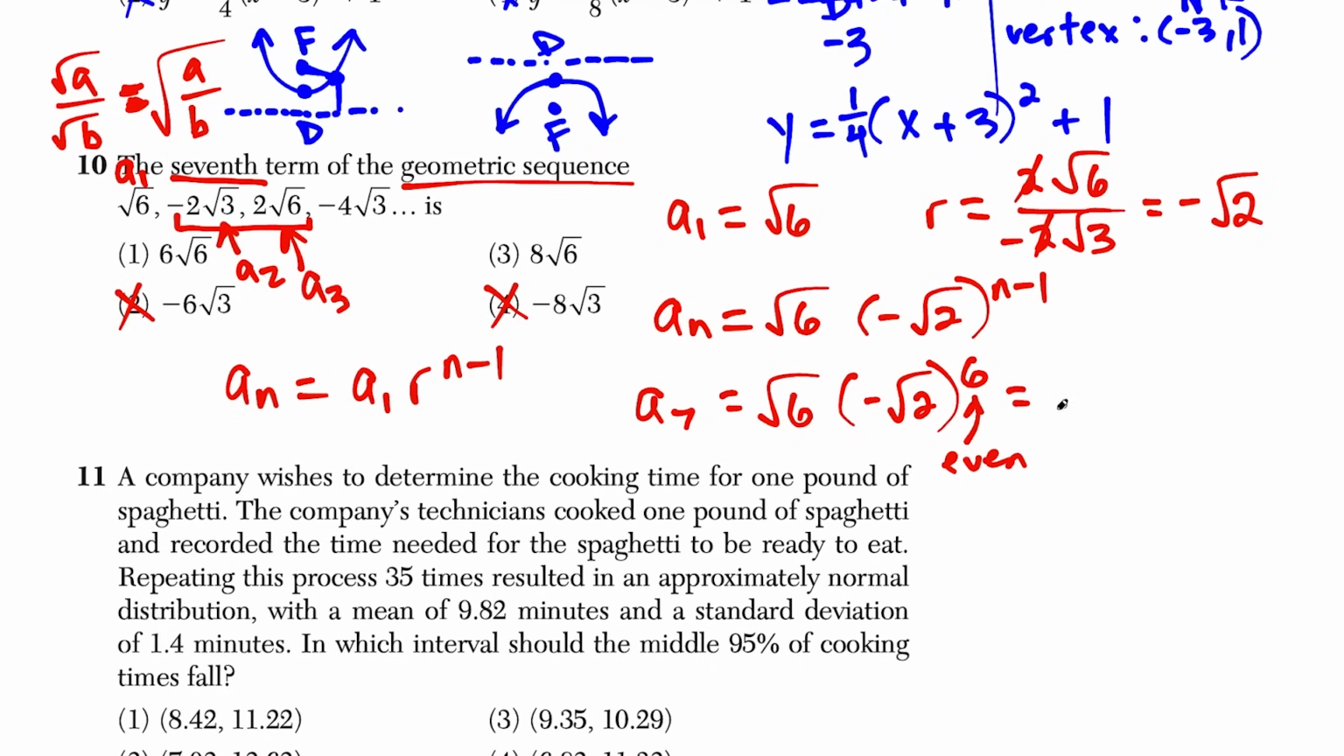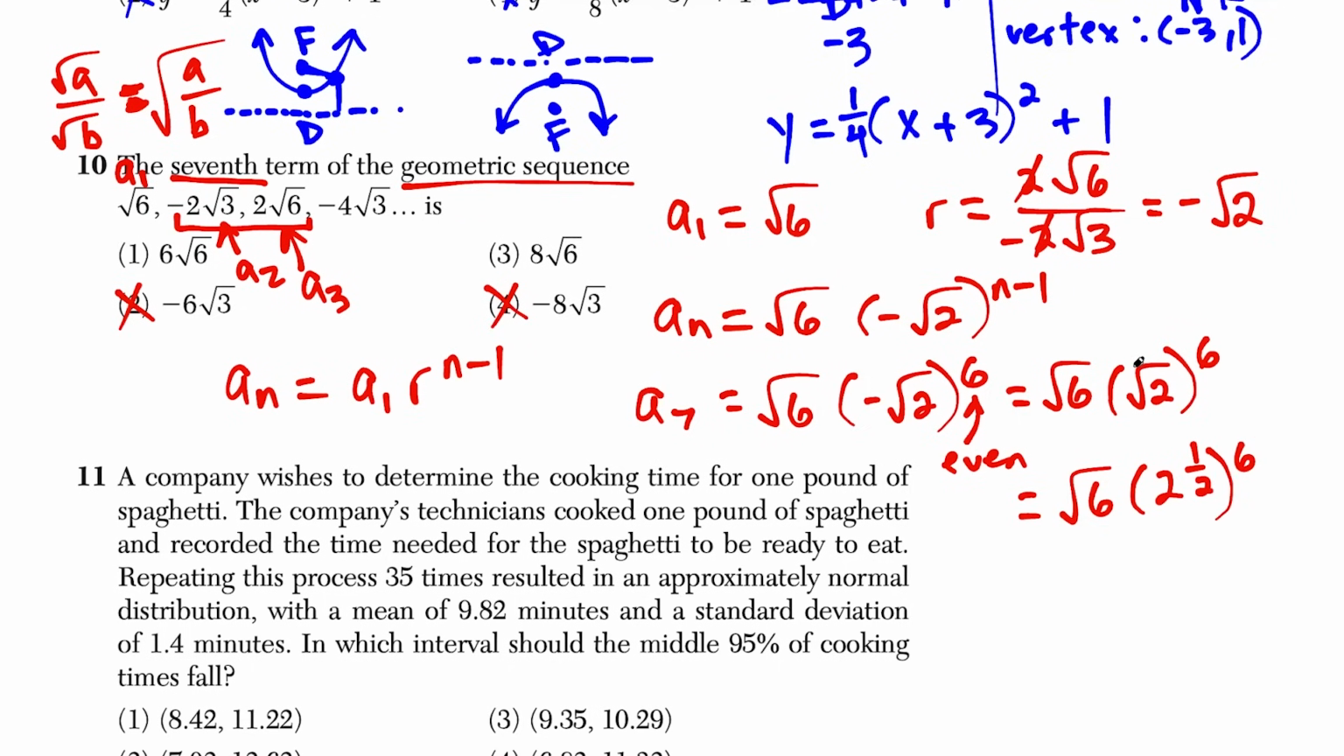So from here, I could say this is equal to square root 6 times positive square root 2 to the 6th power, because once again, we are raising a negative to an even power. So this is going to work out to something positive. And now I'm going to rewrite square root 2 as 2 to the 1/2 power, and this is being raised to the 6th. This is just going to make it easier to simplify.